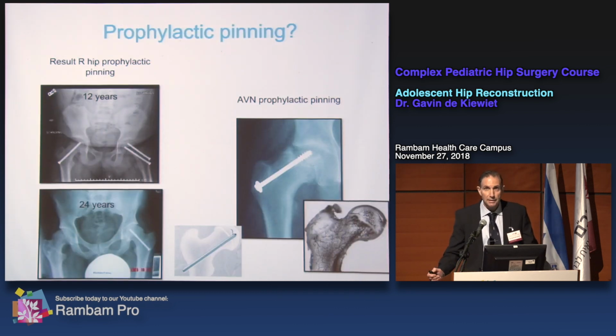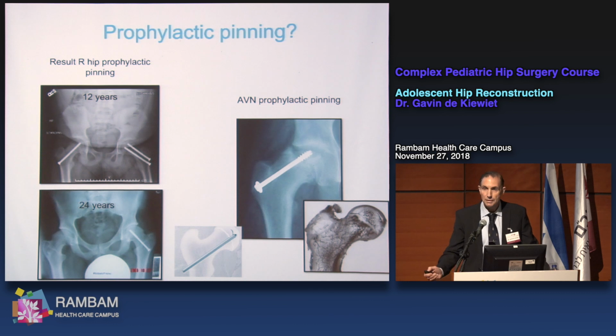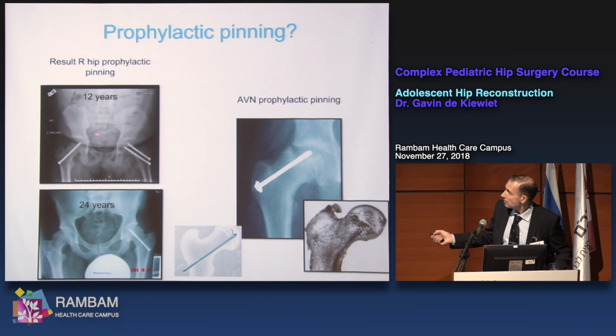Is prophylactic pinning a good thing? Well, it can be in certain situations for young patients, endocrine problems, etc., but it's not without its problems, particularly if you use a screw that fuses the physis. If you use a growing screw, it may be different. So this patient at age 12 had slipped on this side, and was prophylactically pinned on this side.